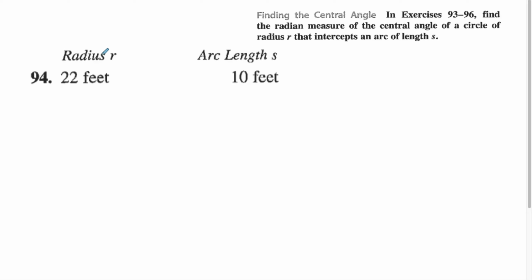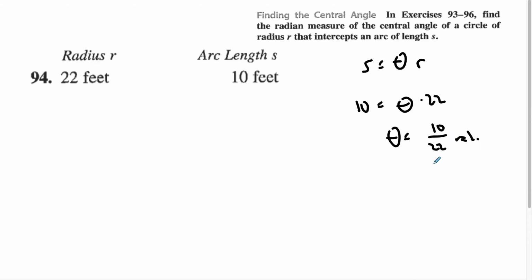All right, finding the central angle. We have arc length S, radius R. They want it in radians. We know S equals theta R. We know S is 10 feet. We know theta is, we don't know, but we know the radius is 22 feet. So what's the central angle? Theta equals, well, we divide both sides by 22, 10 over 22 radians. Let's just leave it at that, right? Done. Easy, right?